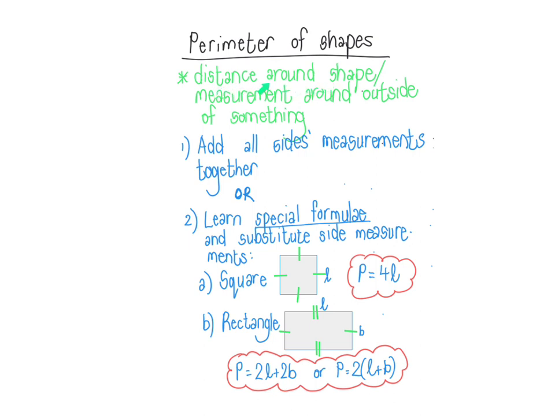So you just calculate the distance around a shape or the measurement around the outside of something, whatever it is. If we're looking at a real life example, it would be basically your measurement around the outside. And then there are two things you can do. You can just go ahead and add all the sides measurements together.